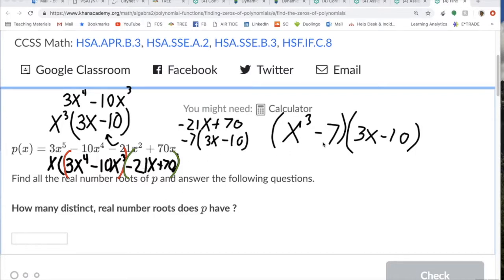So knowing that, we have significantly narrowed down the playing field here, because remember we found out that there was an x at the very beginning. See this x over here, that was taken out at the very beginning. So what we're up to now is that we found the x cubed minus 7, 3x minus 10, and x are all going to be the factors of this polynomial that we did.